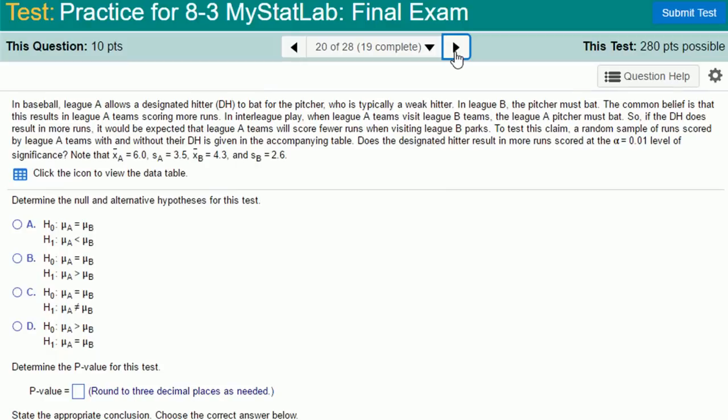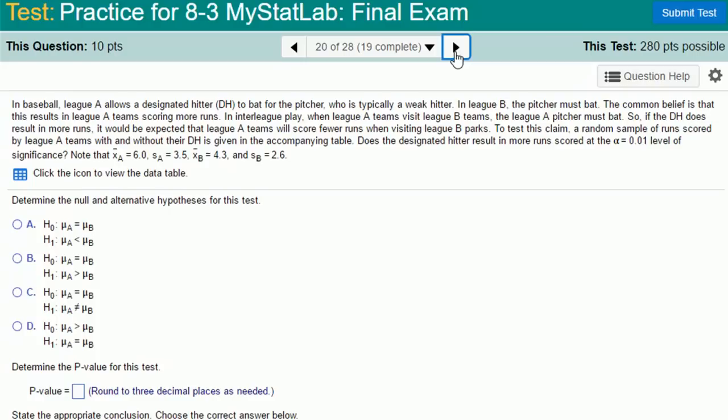In baseball, League A allows a designated hitter to bat for the pitcher, who is typically a weak hitter. In League B, the pitcher must bat. The common belief is that this results in League A teams scoring more runs. In interleague play, when League A teams visit League B teams, the League A pitcher must bat. So if the designated hitter does result in more runs, it would be expected that League A teams would score fewer runs when visiting League B parks.